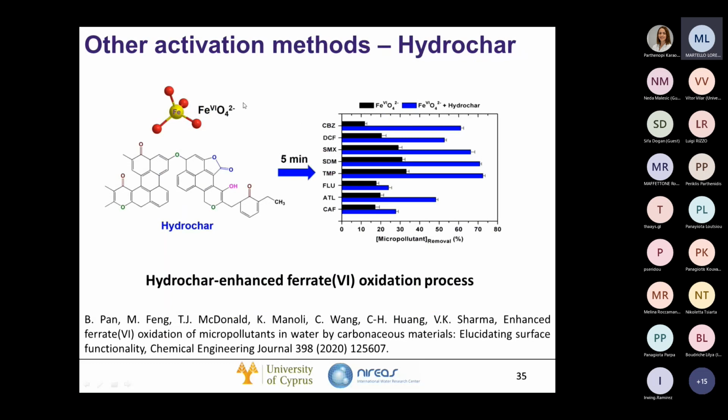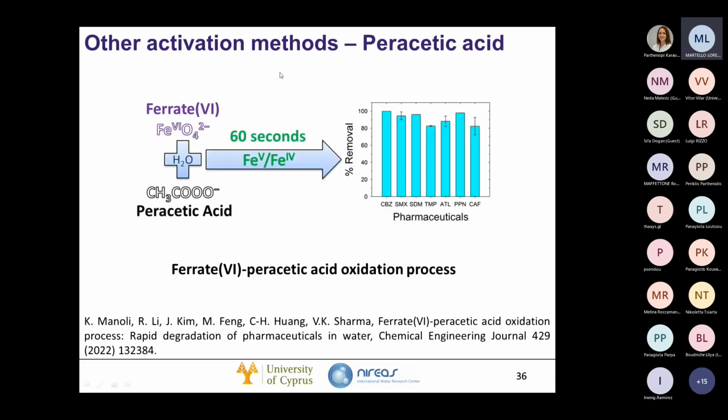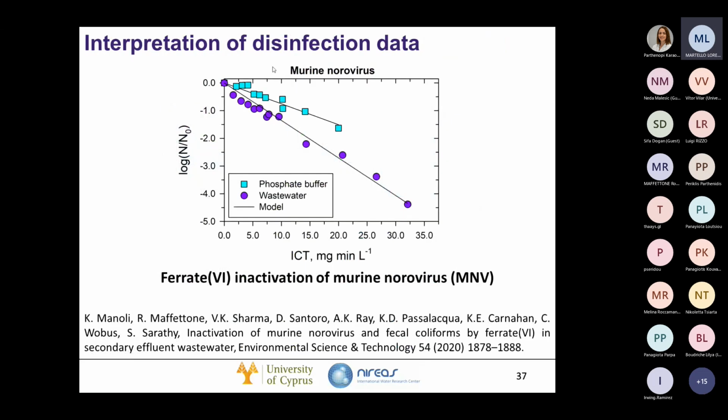This was some work that I did during my postdoctoral fellowship at Texas A&M University, and then we also found the activation with peracetic acid and other oxidants. Another interesting fact about this finding was that we would be able to interpret some disinfection data that we wouldn't think this way without knowing the activation of ferrate and the formation of iron 4 and iron 5 as the species responsible for enhancing the degradation of pollutants.